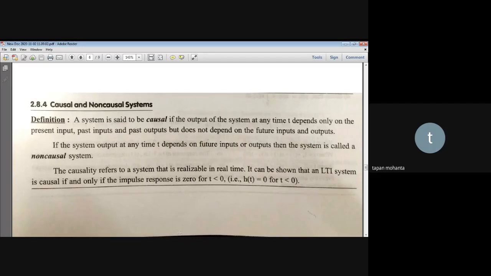And if the system output at any time t depends on the future input or output, then the system is known as a non-causal system. So the system whose output depends upon present input, past input, and past output, but not on future input and output, is the causal system. Otherwise it is a non-causal system. Let's come to the example so we are more clear about this.